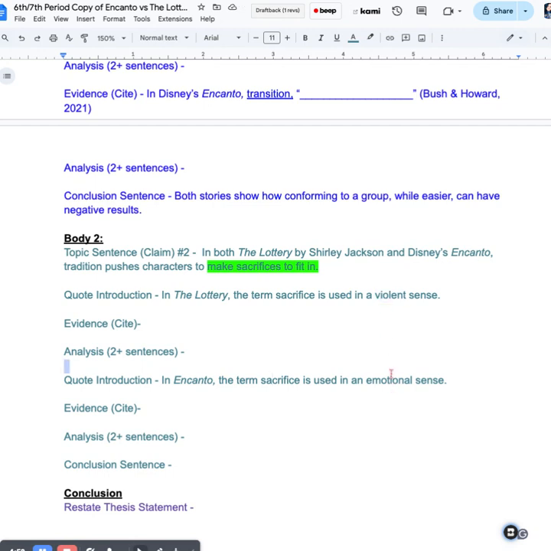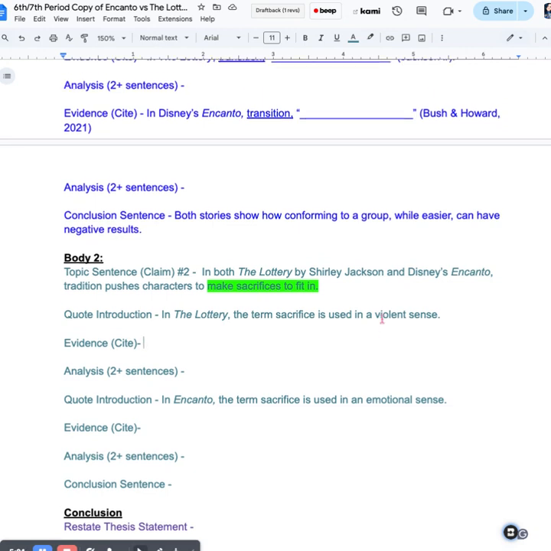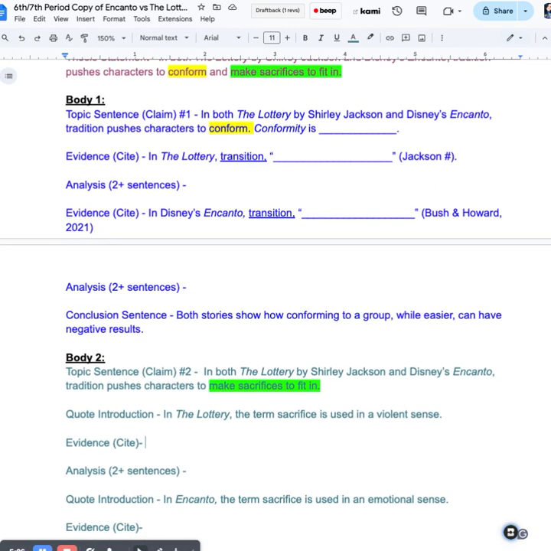One is violent, one is emotional. And I think we can all agree with that. So the next thing that we need to do is very similar to up here in body number 1. We said in the lottery, transition, and then we had a filler space for whatever our evidence was going to be, and then Jackson number, sign, and then close it.